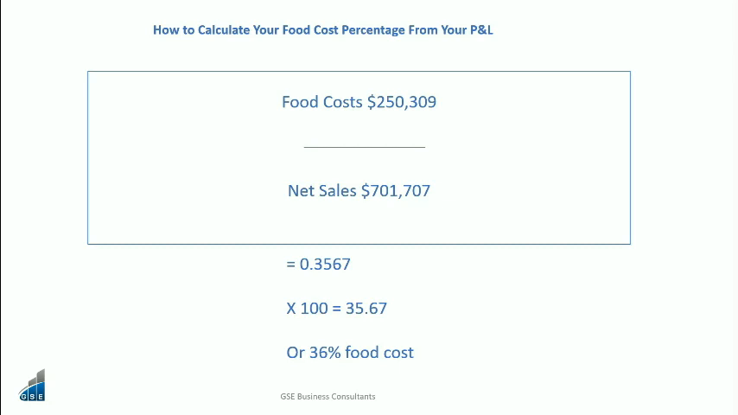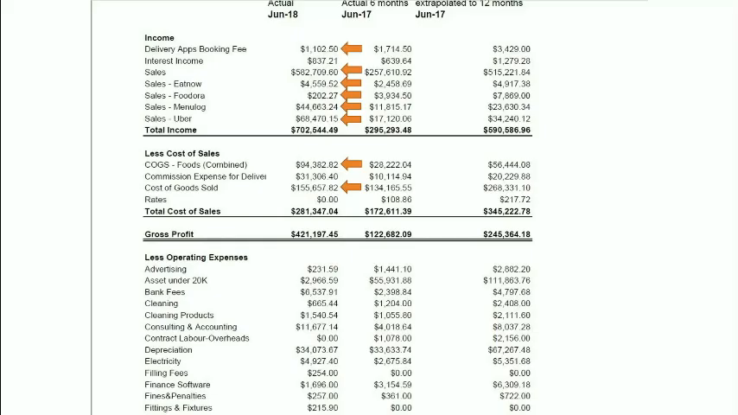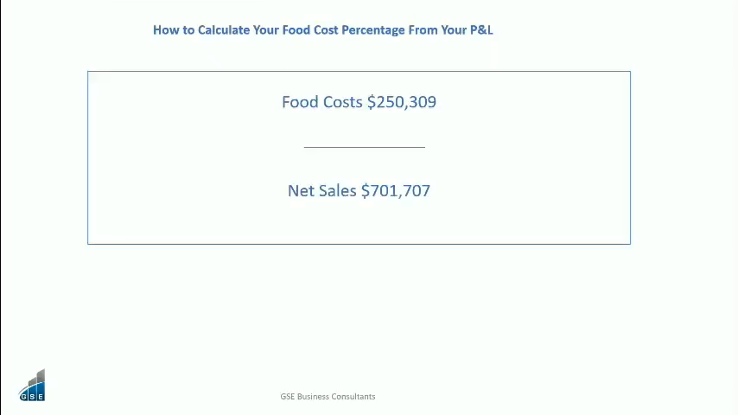So in this instance, for the figures we just looked at on the previous sheet, on the P&L here, you can see with the takings, all I've done is take out the interest income of 837 to give us the 701,000 of income. And in the row below, you can see I've excluded the commission expense for the deliveries, because I'm just looking at the food cost for this purpose. So that's where those figures have come from.